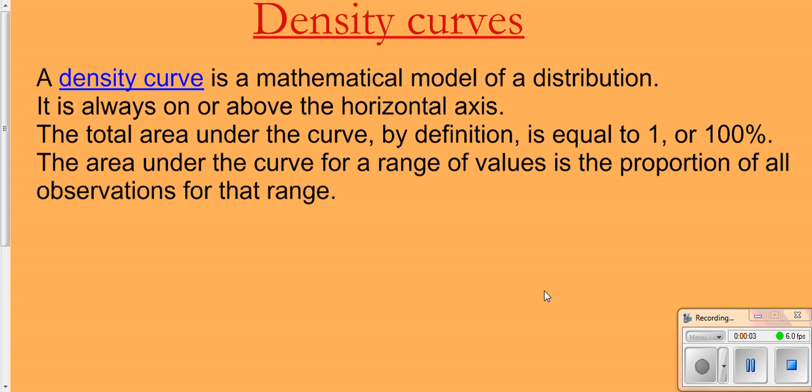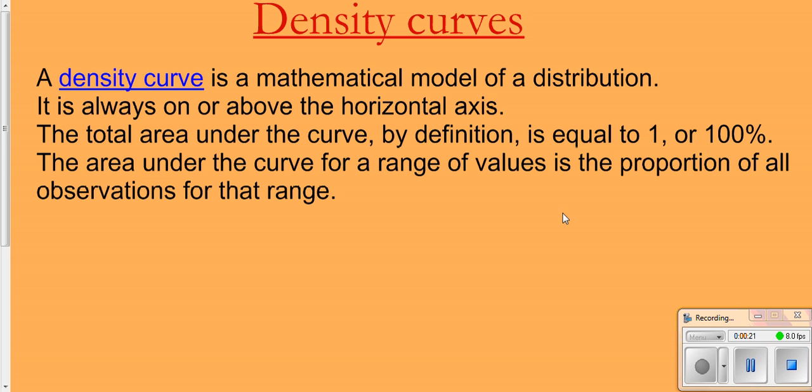We're going to go ahead and start off talking a little bit about density curves, but that's really going to lead us into the main point of this lesson, which is z-scores and being able to calculate percents of data that falls below or above or between certain data values.